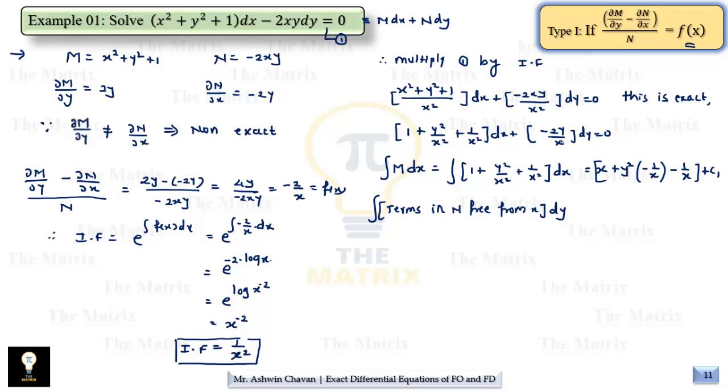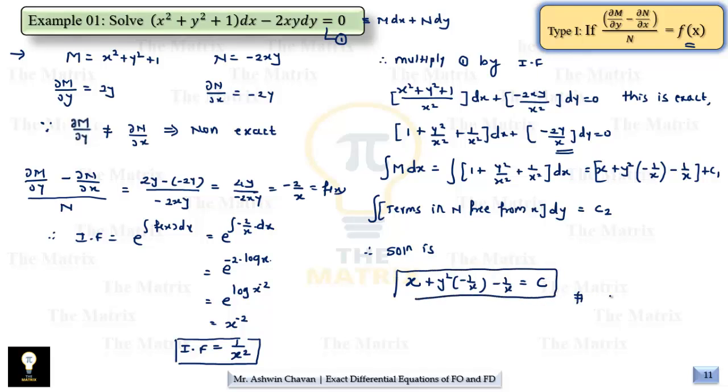So in the new differential equation, this is our capital N. It contains functions of x, so there is no term which is free from x. That's why its integral is some constant, say c2. Therefore the solution is the addition of these two, that is x plus y² times (-1/x) minus 1/x, and c1 and c2 are collected as an arbitrary constant on the RHS. So this is our final answer for the non-exact differential equation.